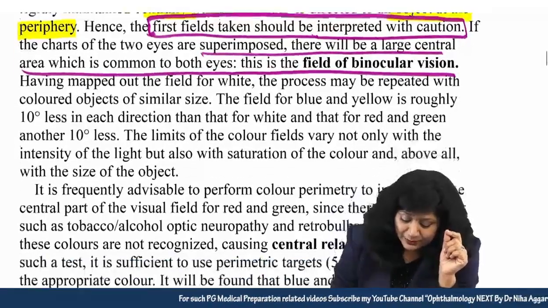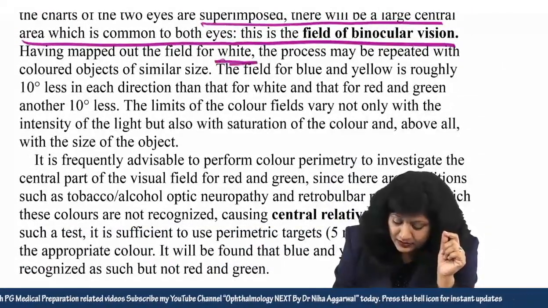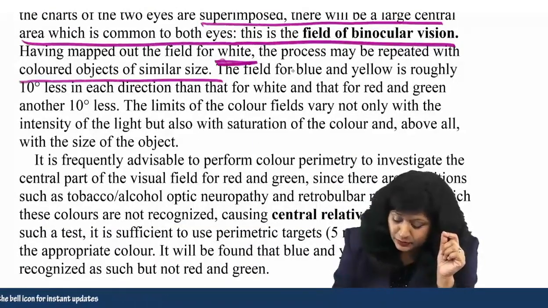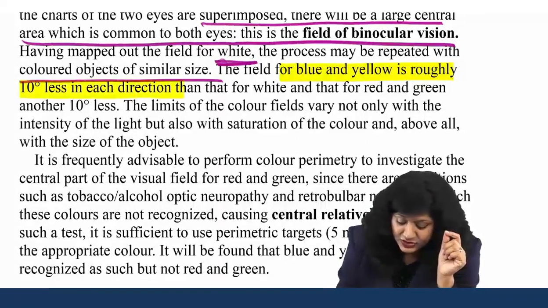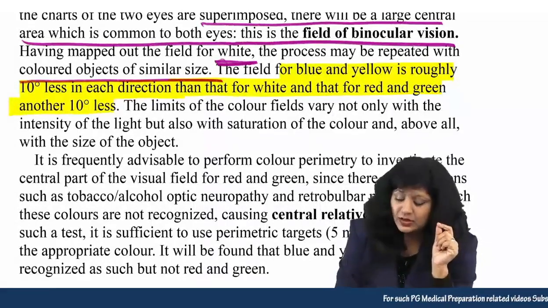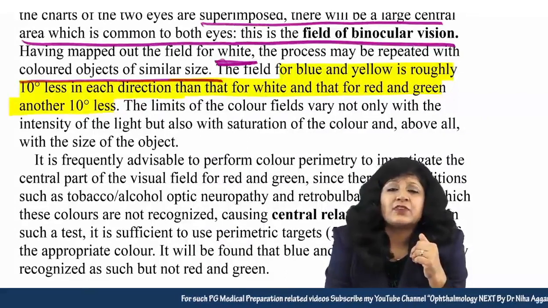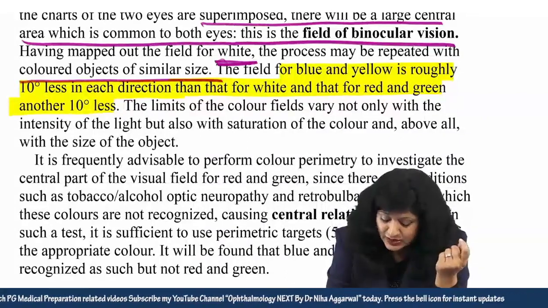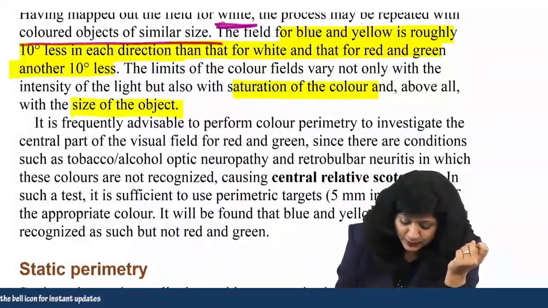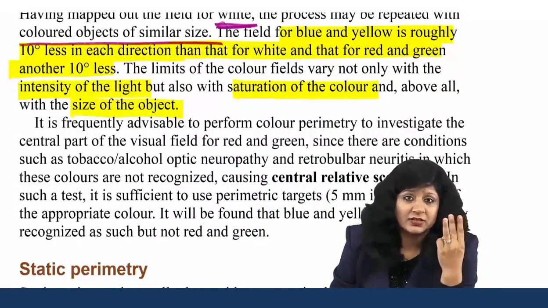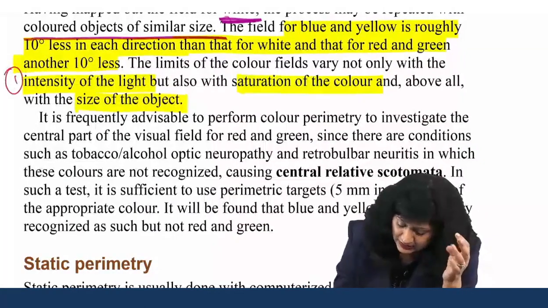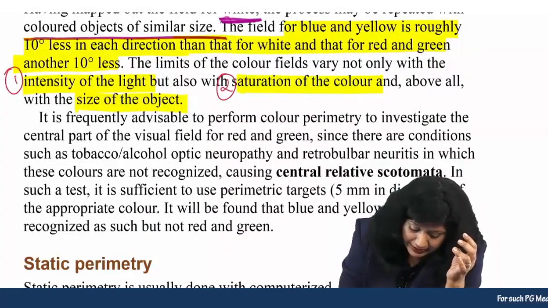Having mapped out the field for white, the process can be repeated for colored objects also. For example, the field for blue and yellow is roughly 10 degrees less in each direction than that of white, while for red and green it is another 10 degrees less. That is why we usually measure it for white light only. The limits of color fields vary not only with the intensity but also with the saturation of the color and the size of the object. So there are three things which determine the visual field: number one, the intensity of the light; two, the saturation of the color; and third, the size of the object.